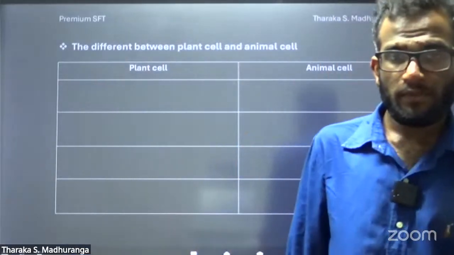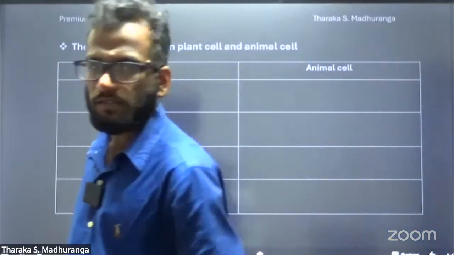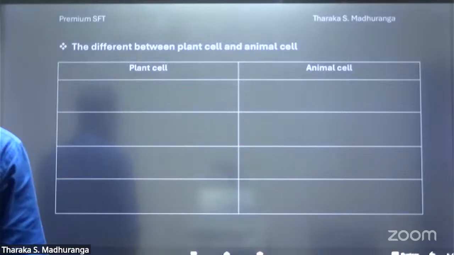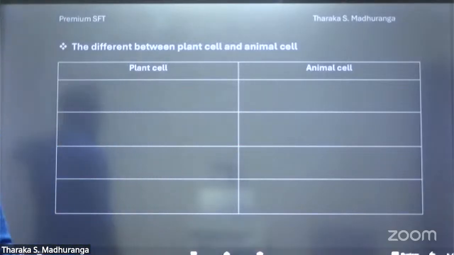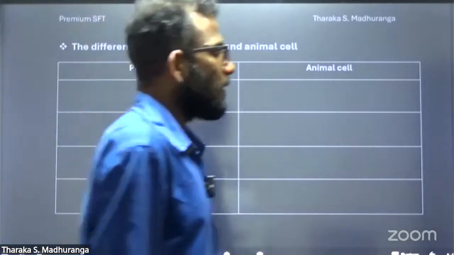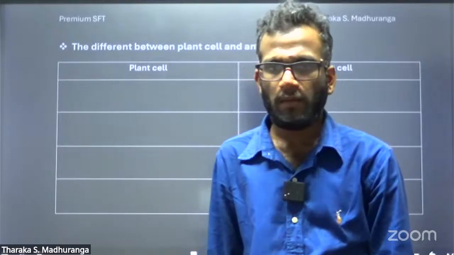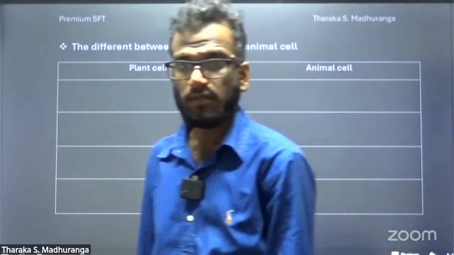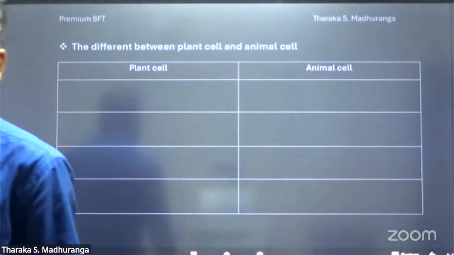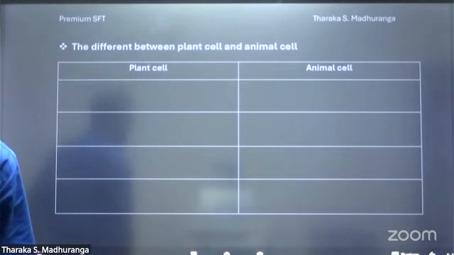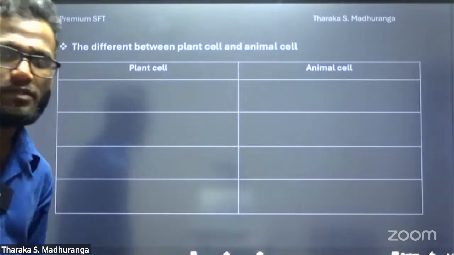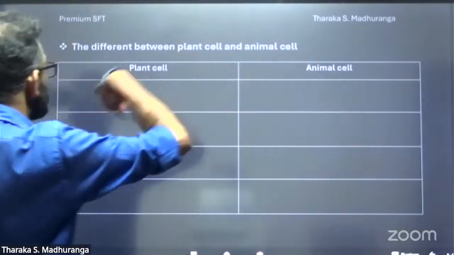Okay, what are the differences? What are the differences between animal cell and plant cell? Yes. Plants have a cell wall, but animals don't have a cell wall. Very good.